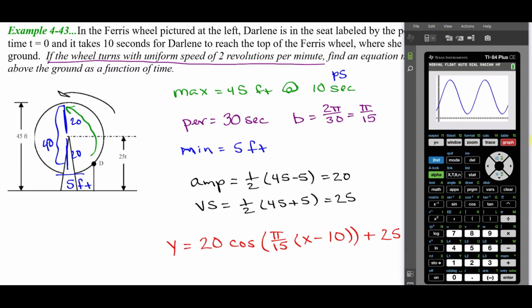Then what I could do is check the points that I know. So I know that at time 10 seconds, we should be at the maximum. So I'm just going to check that. Second trace, maxima or value at x equals 10, and we are at the maximum. So just a nice place to double check yourself.